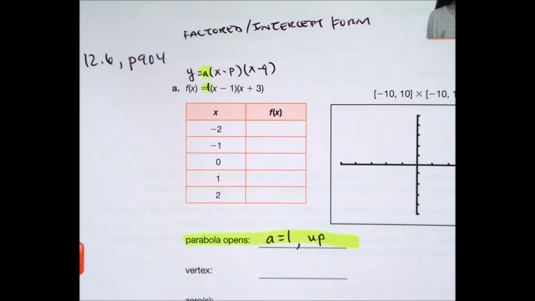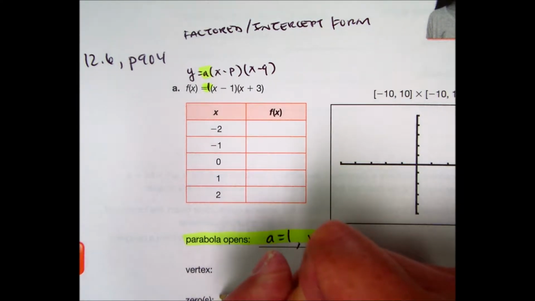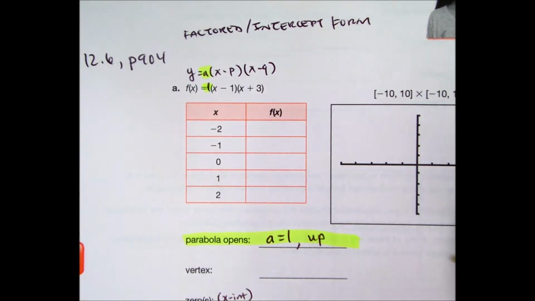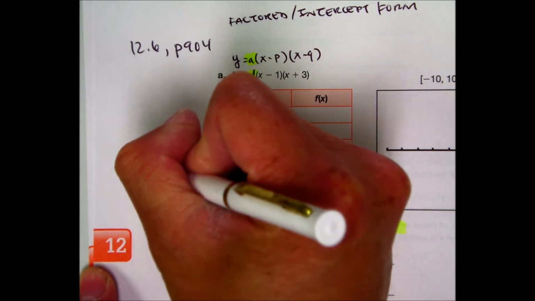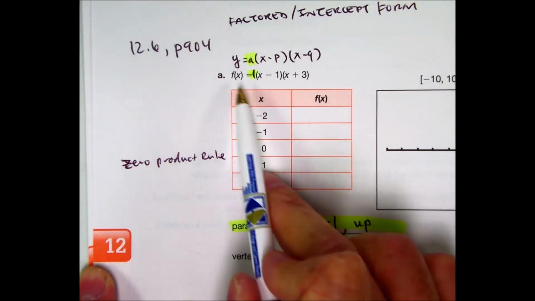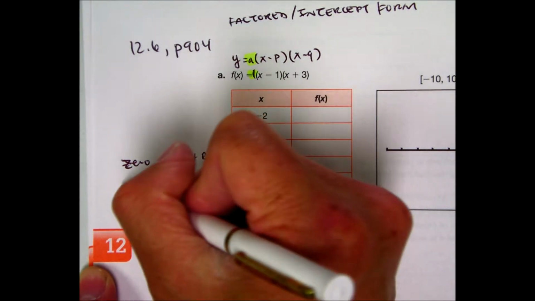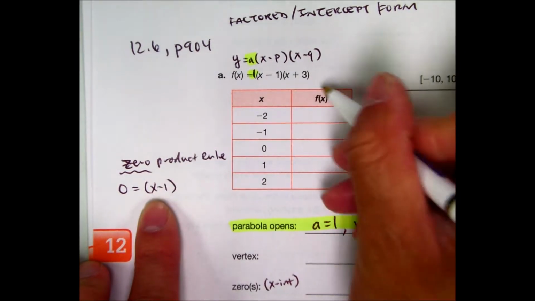Now the next thing we need to do is find our x-intercepts, or zeros. Your zeros are the same thing as your x-intercepts. Well, you might ask, how do you do that? The first thing you're going to do is the zero product rule. Around the side, that's a z, zero product rule. If you've done this before, you're just going to take your equation here, and you're going to set it equal to 0. 0 equals x minus 1, x plus 3.